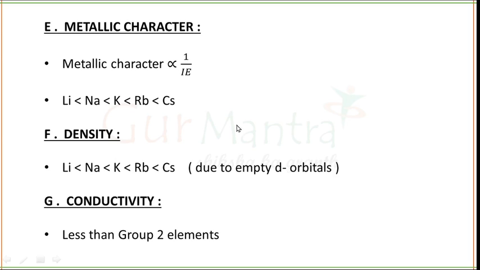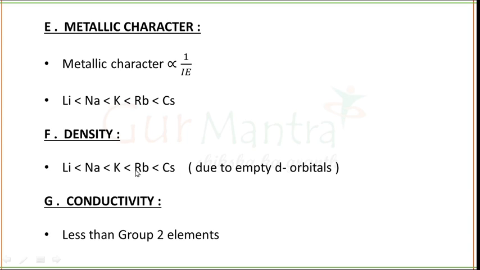Next point is the density. In a group, atomic volume also increases along with the atomic weight. But atomic weight increases more than atomic volume, so density increases from lithium to cesium. I repeat, in a group, atomic volume also increases along with atomic weight, but atomic weight increases more than atomic volume, so density increases.